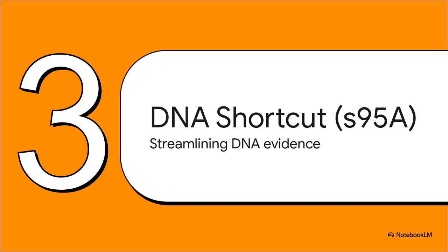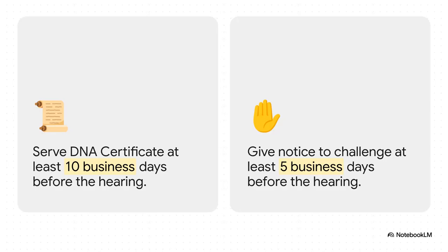Okay, so if Section 95 is the master key that opens most doors, Section 95A is like a high-tech, specialized key card. It applies only to criminal proceedings, and it's designed to solve one very specific, very tricky problem: getting complex DNA evidence admitted without a massive fuss. And just like S95, the procedure here is a tactical battleground, and it's all about the deadlines.